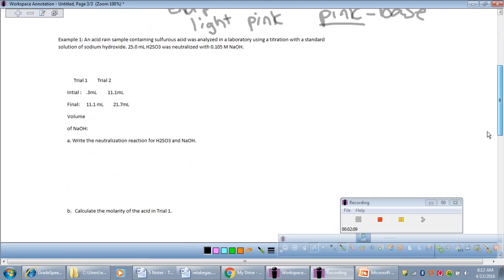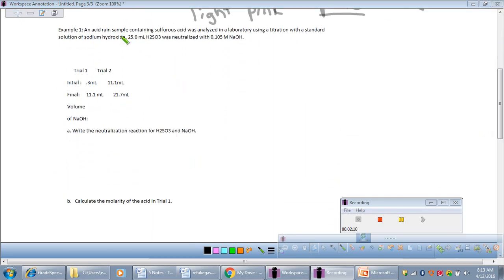So you guys have practiced that, so let's talk about how to do the math. So let's say you had an acid rain sample. You want to know, well, what is the concentration of the acid in that rain? That's actually important for environmental reasons. So what you do is you take a volume of your acid and you react it with a base of known concentration, and you figure out how much base you need in order to neutralize it, to get to that equivalence point, that end point.